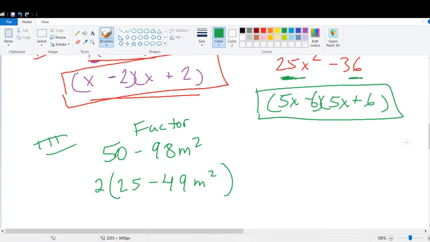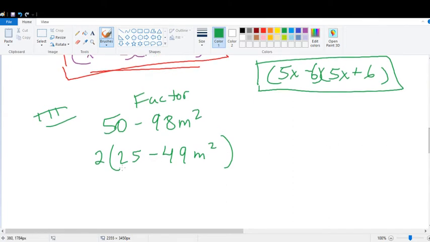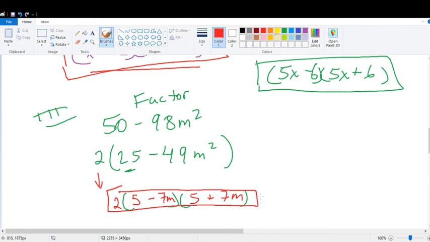So now what I have here is two perfect squares. This is perfect, and I can do 5 times 5. This over here, I can do minus 7m plus 7m. And so I have found, don't forget this too, I have found all the factors of this quadratic binomial. All the factors.